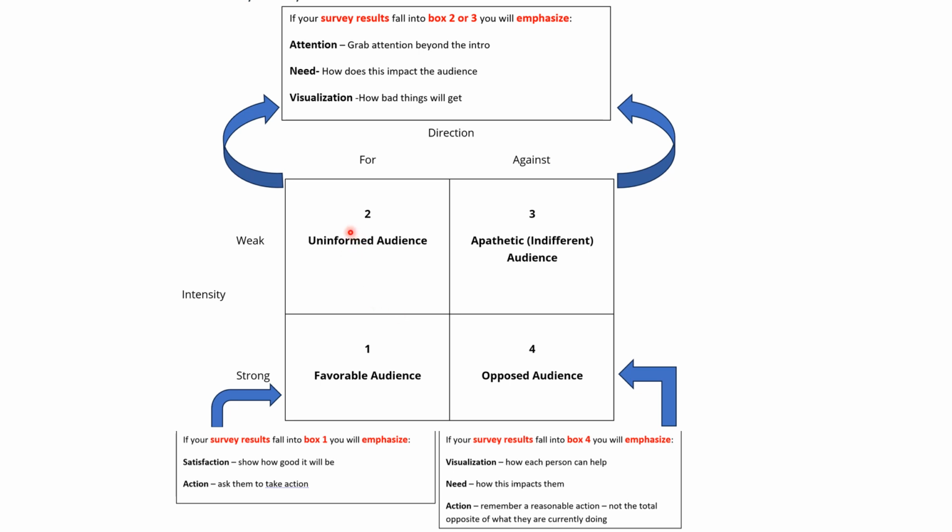audience. If your audience fell into quadrant 1, the favorable audience, you are going to emphasize in your speech satisfaction and action. So your solution and what you want the audience to do. If your audience was for you, but it was kind of weak, this is the uninformed audience. They may not be very aware of the message or the information, or they've never thought about it before. So there you're going to emphasize attention, need, and visualization.